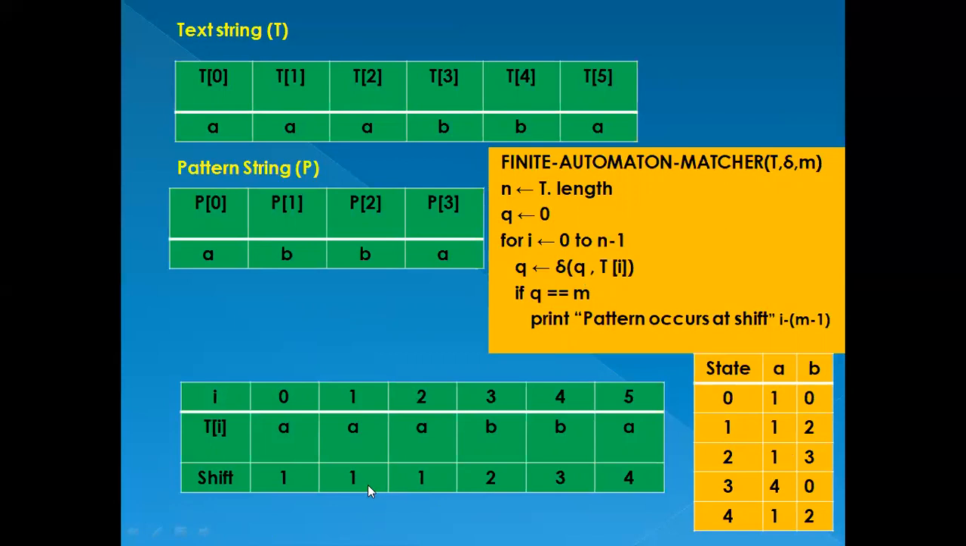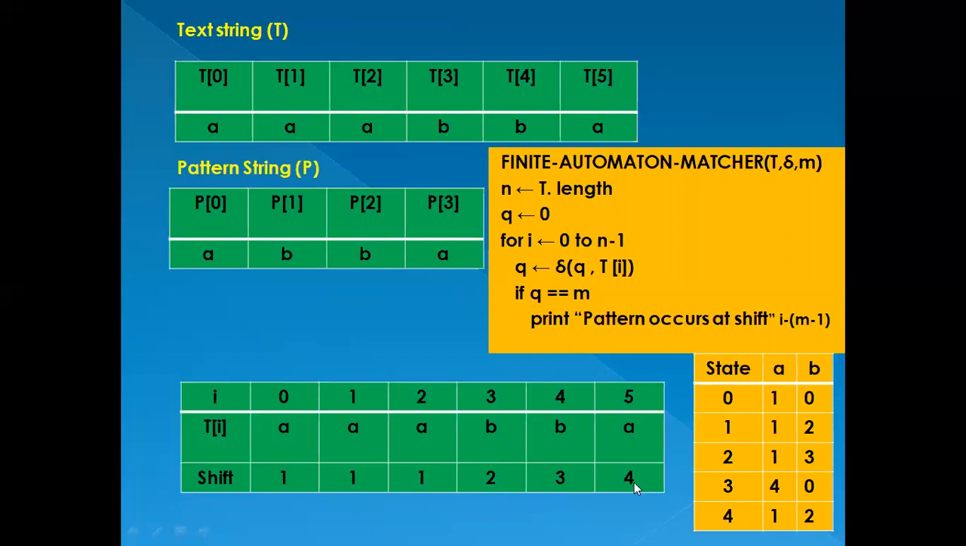I increments. So 1 on T of 2. T of 2 is A. 1 on A is again 1. Getting it? Then again the value of I increments. So 1 on T of 3, which is B. 1 on B is 2. So I've written 2. Again, 2 on B is 3. Then 3 on A is 4.